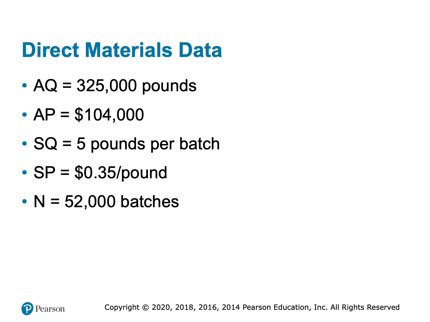Now, it turns out that as I'm comparing this data, let's just look at our quantities. I'm comparing 5 pounds per batch with 325,000 pounds, and I'm trying to see, did I use more materials than I had planned on? Well, I can't compare 5 pounds per batch with 325,000 pounds. One's in total, one's per batch. If I look at the price, I've got $104,000 and I've got 35 cents per pound. I'm trying to see, did I pay more than I had planned on, but I can't compare it like this because, again, one is in total and one is per pound.